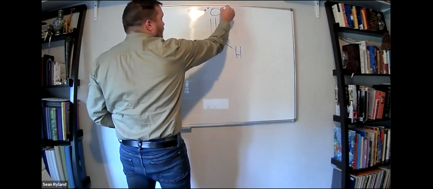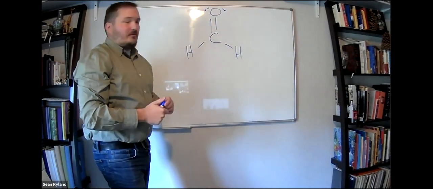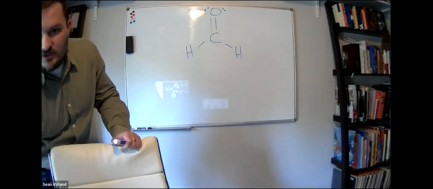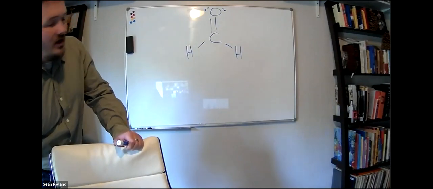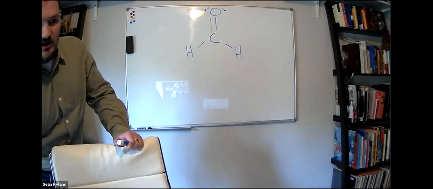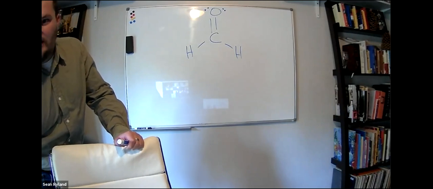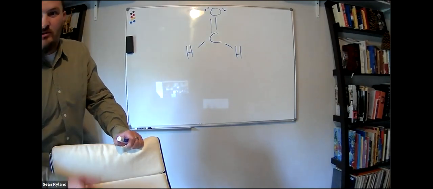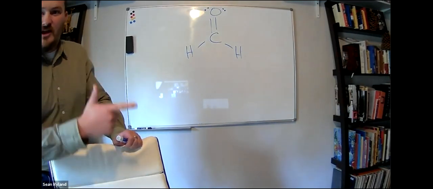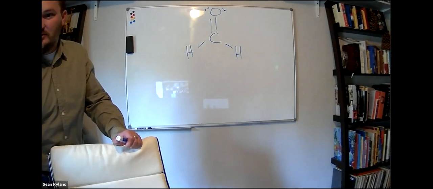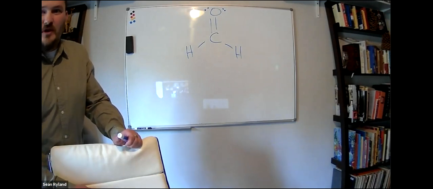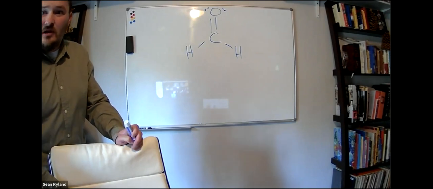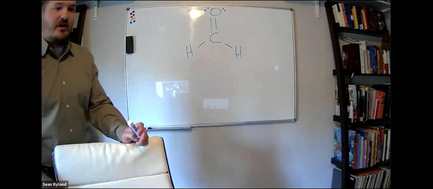Once we get used to paying attention to the number of bonds rather than counting the electrons, we don't even really need to count the electrons. If we know that this whole molecule has an overall charge of zero, all we have to do is find a way to draw it so that the hydrogens have one bond, the carbon has four, and the oxygen has two. And as soon as we can do that, we can draw the structure. We don't need to go through and count the valence electrons. So it's something that you guys will start getting better and better at.